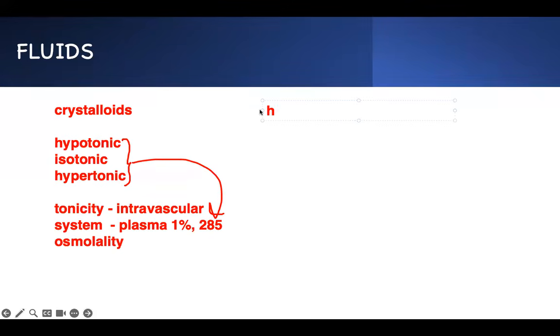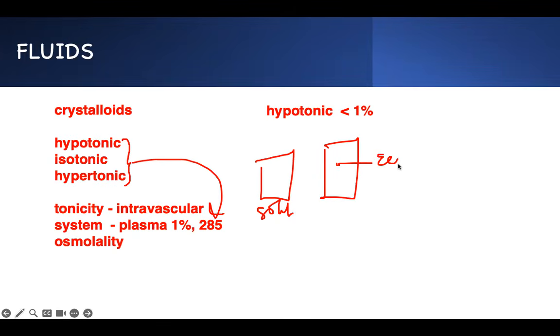Therefore, if you are hypotonic, you have to be less than 1%. So your concentration is less than 1% at least, or less than 285 osmolar, right? And that is hypotonic. So this is the solution, and this is the extracellular fluid or intravascular system. The relationship, this concentration is lower than that. That's a hypotonic solution, right? Hypotonic solution.